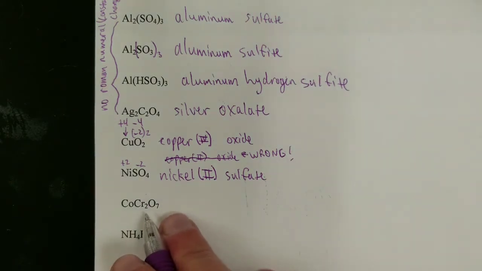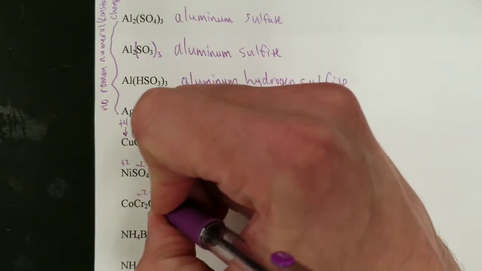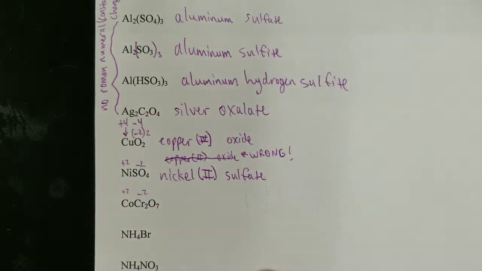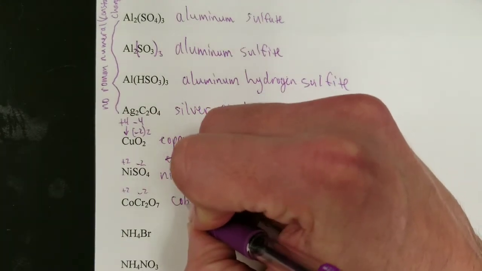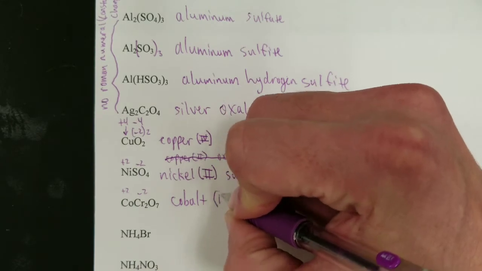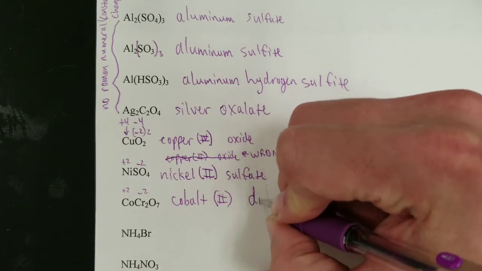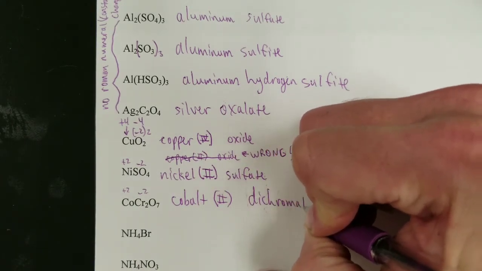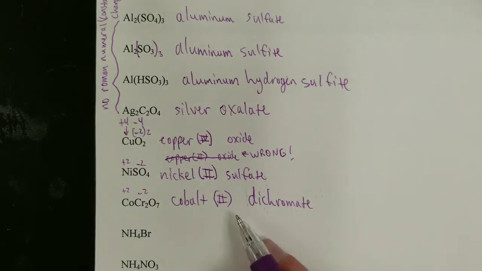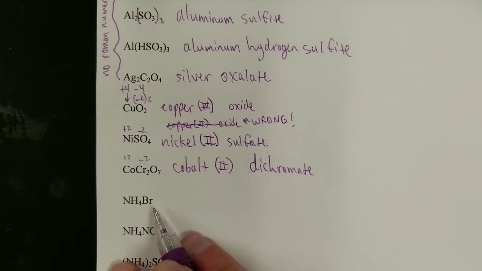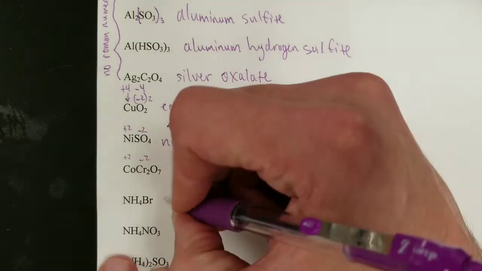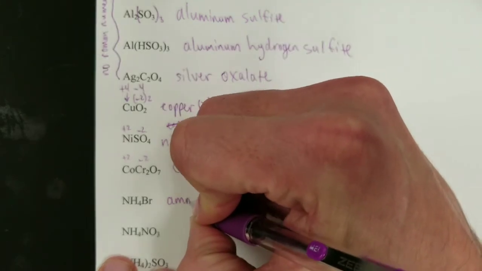Here, cobalt, dichromate. Again, dichromate's a -2. Cobalt must therefore be a +2. Cobalt 2 dichromate. Simple as that. Now here, ammonium and a bromide ion. Well, ammonium's always a +1, no Roman numeral needed, so we simply put ammonium bromide.